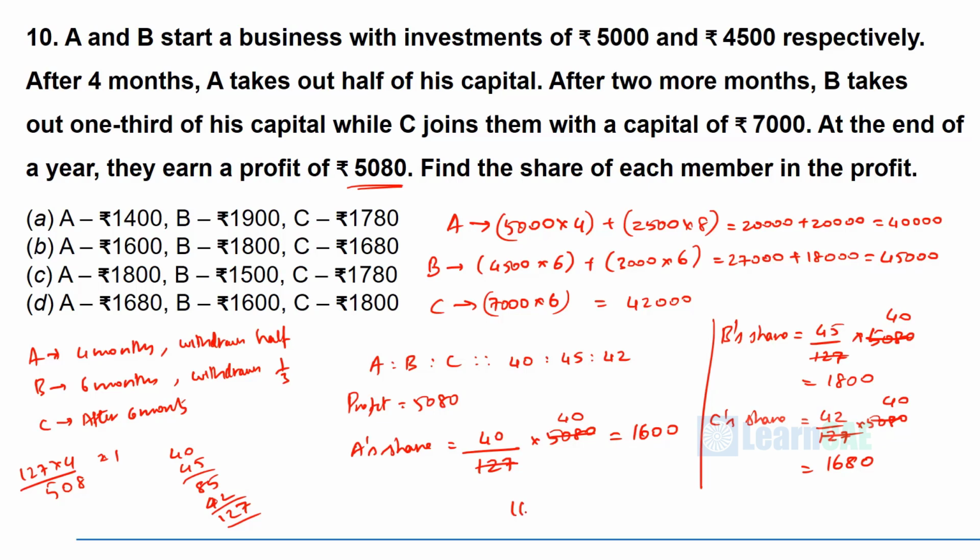So the answer is 1600, 1800, 1680. Okay, the answer is B.